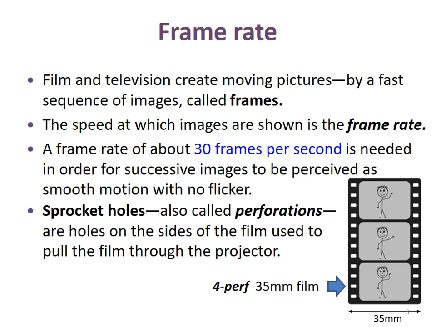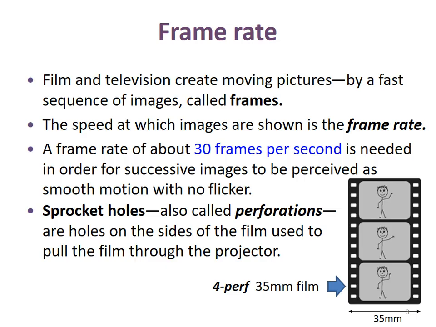Okay, next one is a sprocket pulse. We also call that perforations. That's a pulse on the side of the film used to pull film through the projector. So actually we're talking about this pulse. You can see this is one film, and we have 4 pulses on the side of this film.